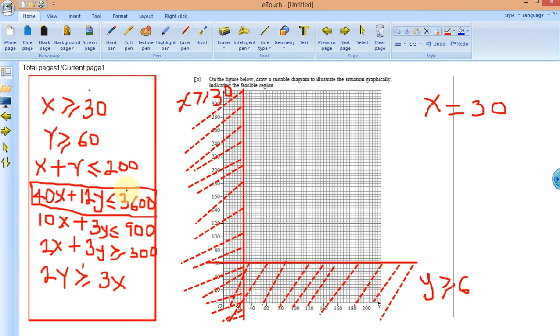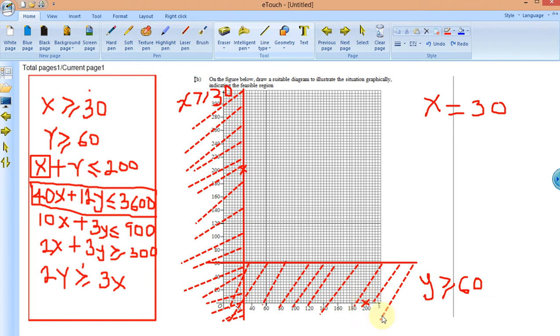Next, x plus y. For this one I'm going to use the cover-up method. When x equals 0, y will be 200. So I go to the y-axis, and I need a solid line. This is 200 on the y-axis, so when x equals 0 I have the point (0, 200). If I cover up y, when y equals 0, x will also be 200. Go to 200 on the x-axis, so this will be (200, 0).